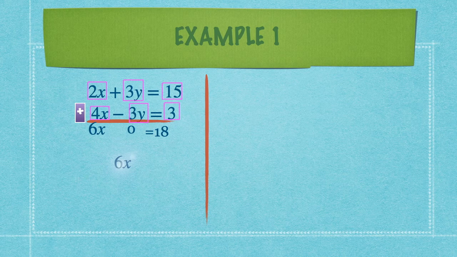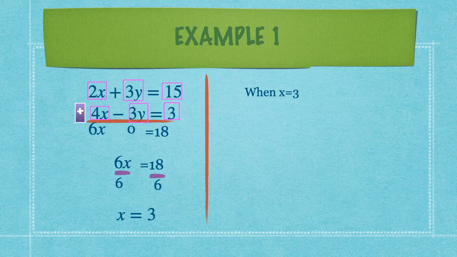Now, after doing this, we have 6x equal 18. Then to get x by itself, we divide both sides by 6. So 18 is also being divided by 6. Now, simplifying this, the 6 cancels and 18 divided by 6 is 3.